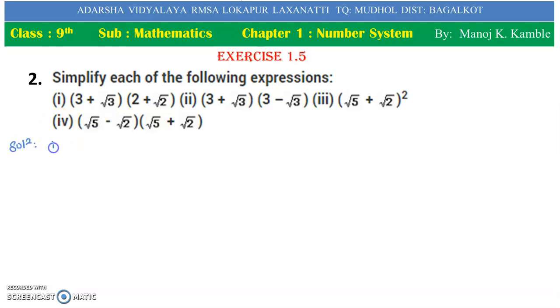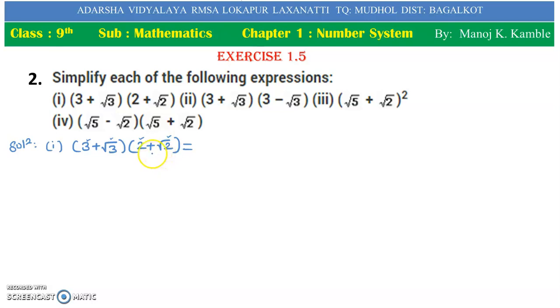So solution for this Roman 1. The given question is (3 plus square root of 3) into (2 plus square root of 2). Here both are binomial terms, but the terms are different. Here the first term is 3 and here 2, here root 3, here root 2. So it means there is no application of algebraic identity.